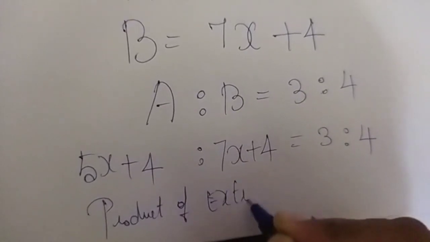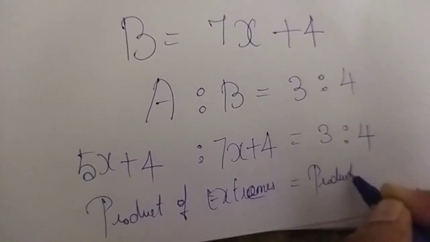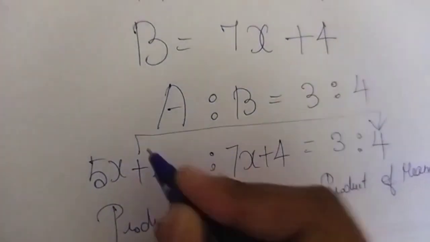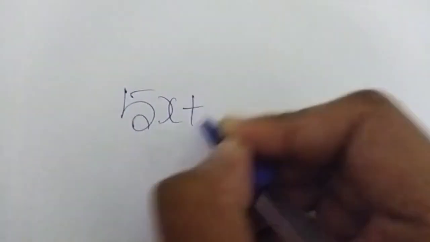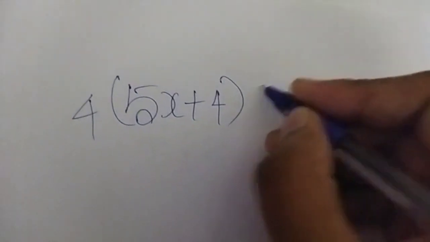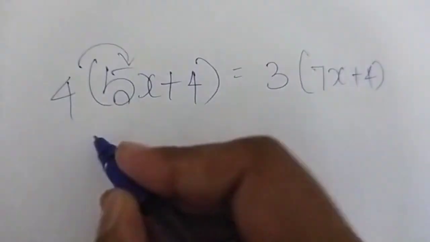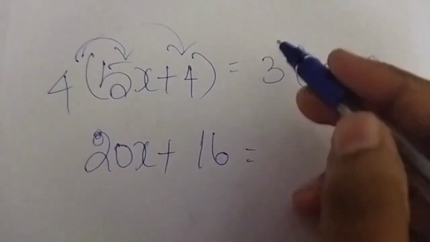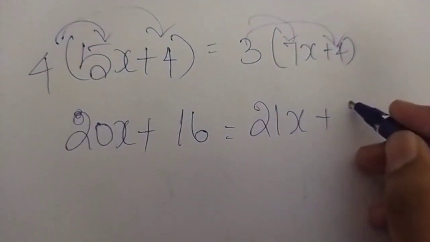Product of extremes is equal to product of means. So product of extremes means (5x plus 4) into 4. Product of means, (7x plus 4) into 3. So (5x plus 4) into 4 and 3 into (7x plus 4). Multiplying inside, 4 into 5x, 20x, plus 4 4s are 16, is equal to 3 into 7x, 21x, plus 3 into 4, 3 4s are 12.